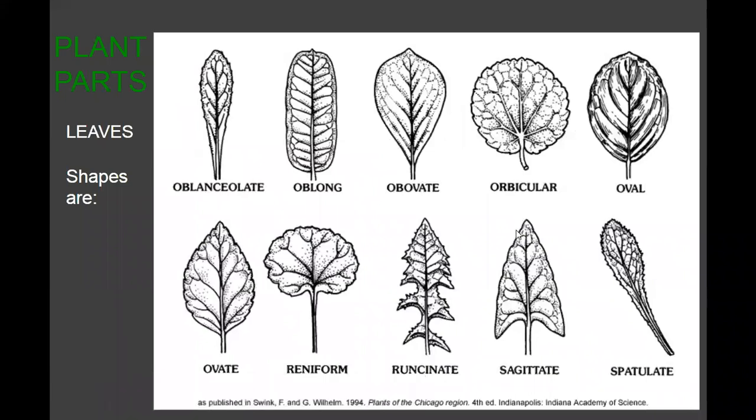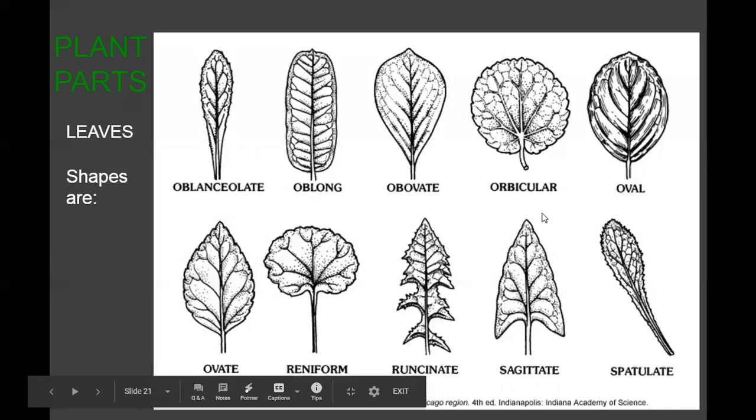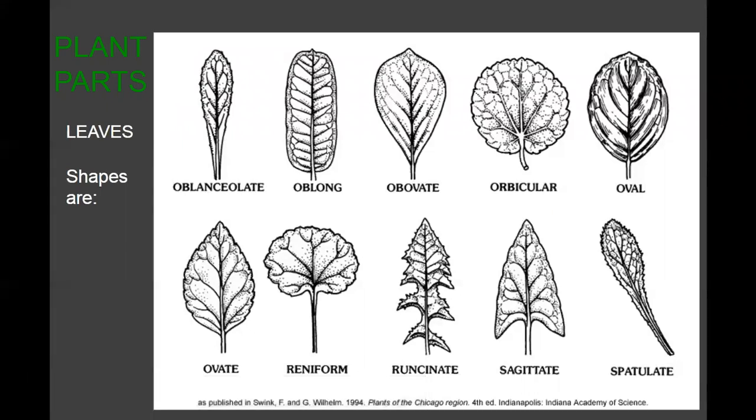And then we have oblong. This is another shape that we see. Oblong is usually 2 to 4 times longer than it is wide, and the sides are parallel or nearly parallel. As you can see, a lot of these other shapes do not have parallel sides, but oblong has parallel sides.